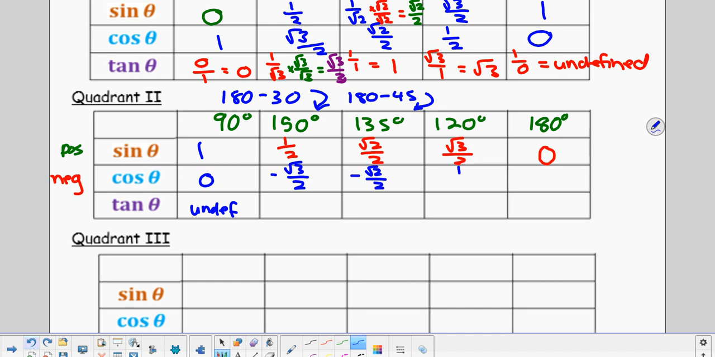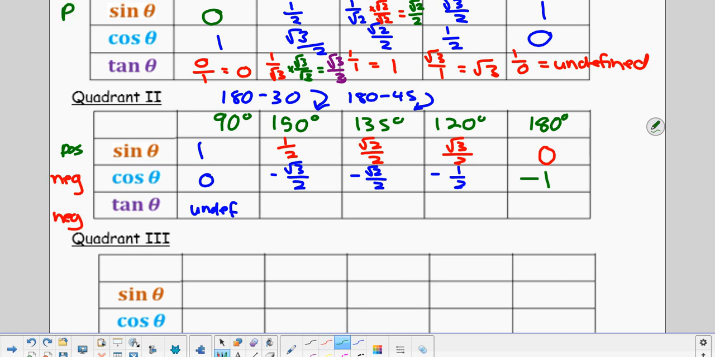And then you've got to think about cos 180. What's the x? Cos is the x coordinate. So the point is at 180, and it's negative 1, because it's in the negative part of the x-axis. And these ones just came from before. So tan, interestingly, is sine theta divided by cos theta, so overall it's going to be negative.